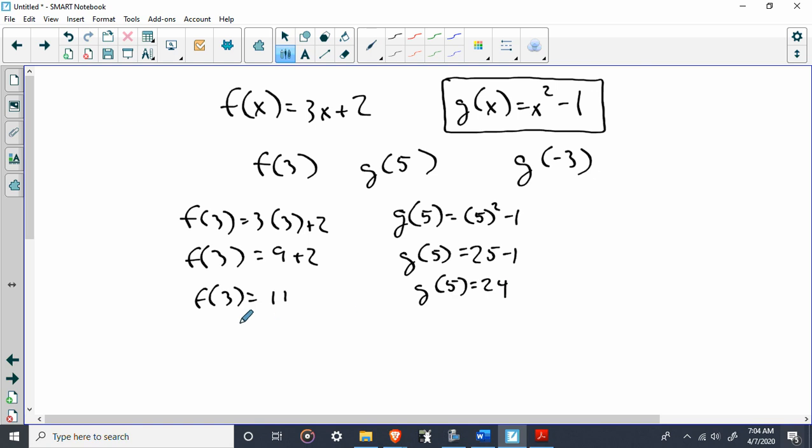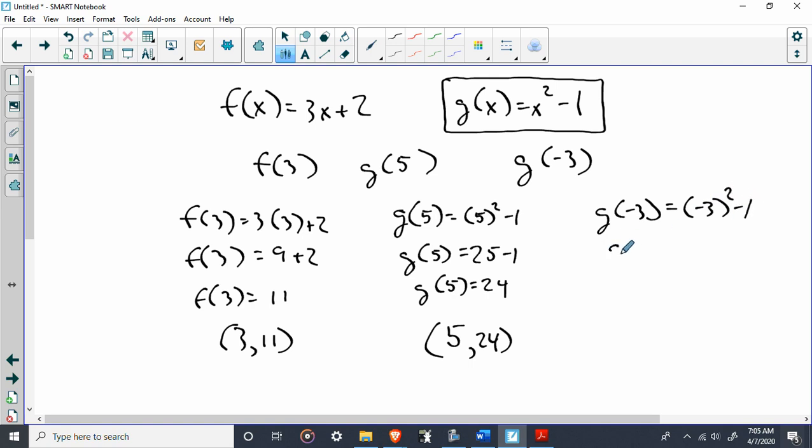So what can we say? f of 3 is 11, g of 5 is 24. And again, this last one, which function do we want to plug it into? This function. G of -3 will be this function evaluated at -3. So g of -3, -3 squared is 9. 9 minus 1 is 8.